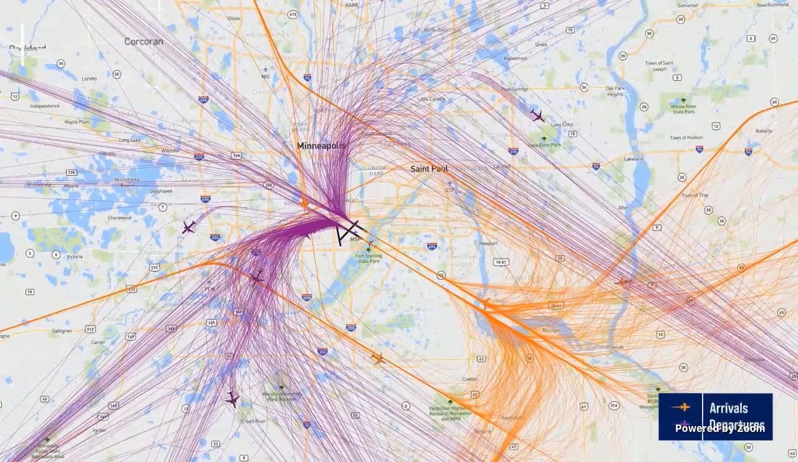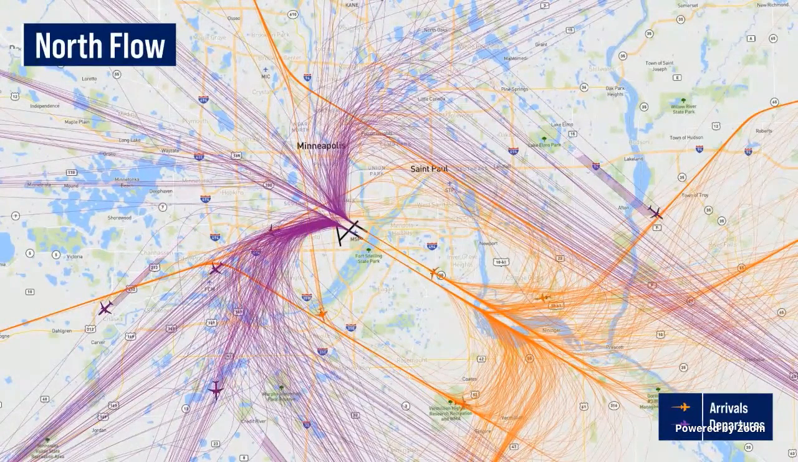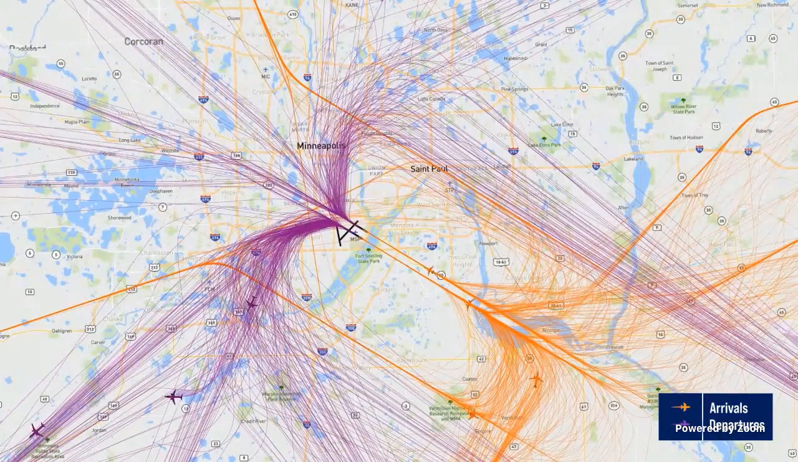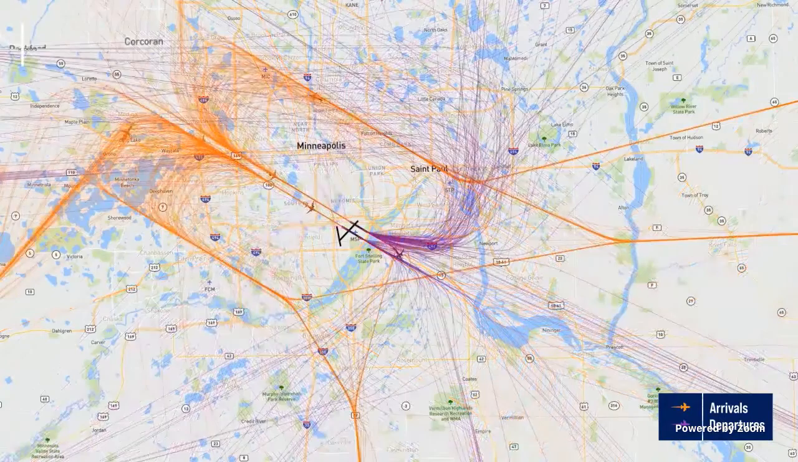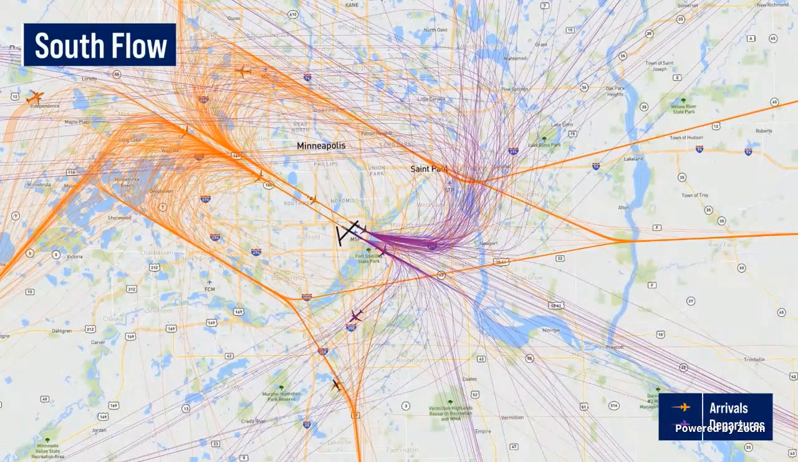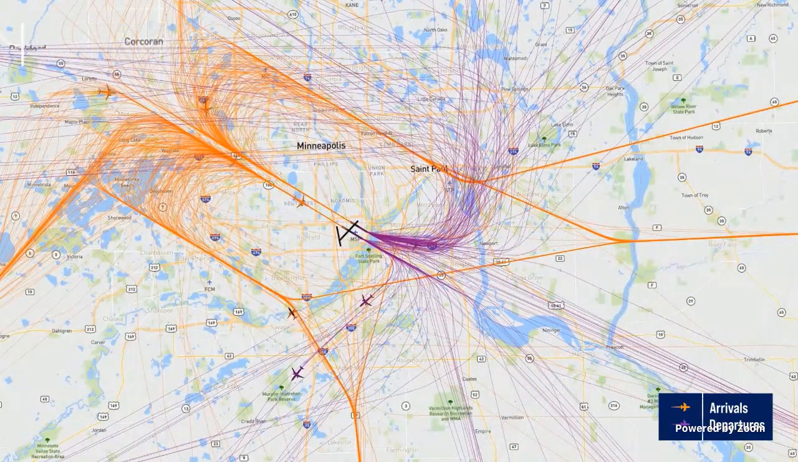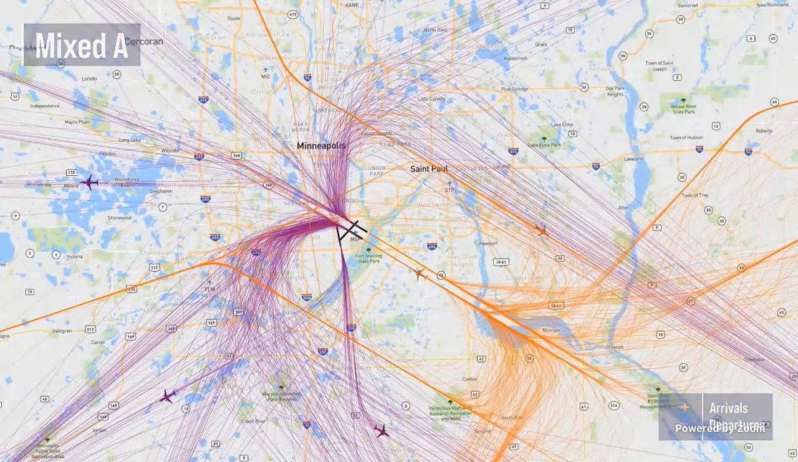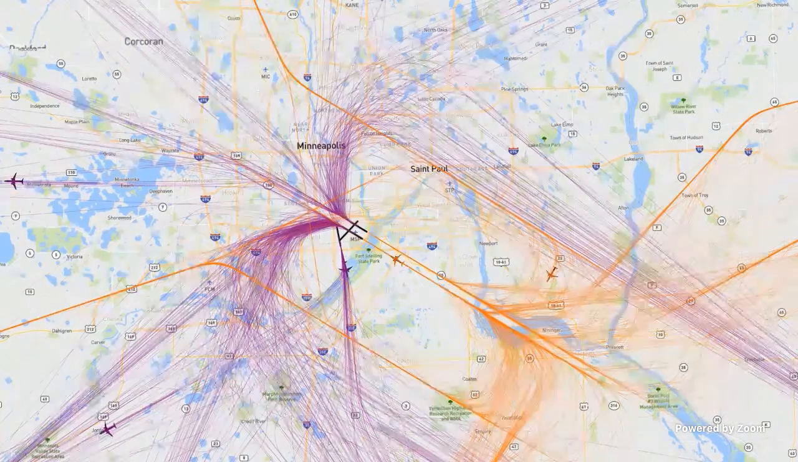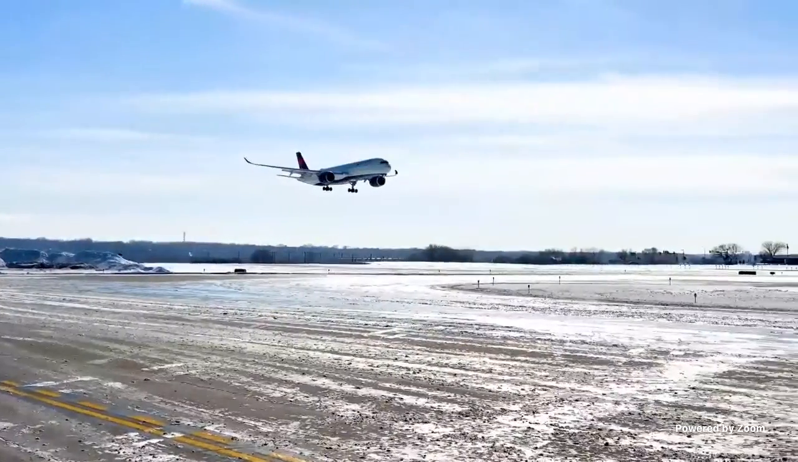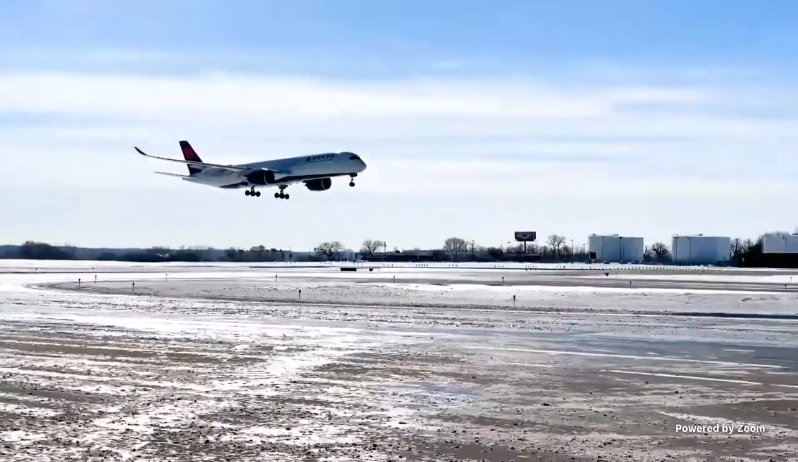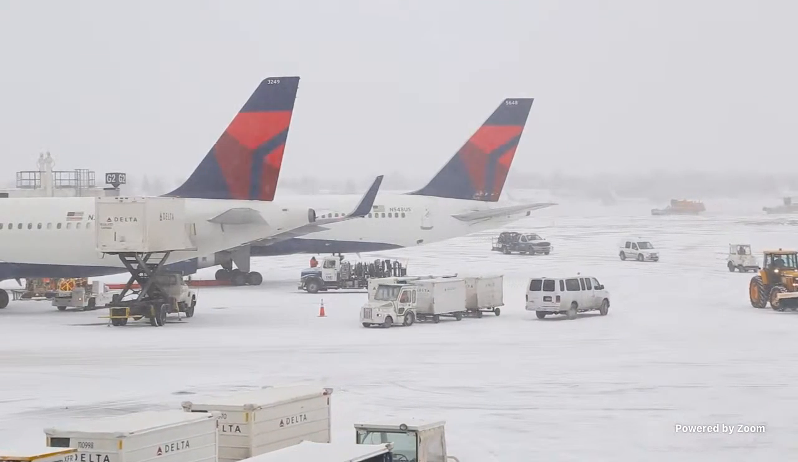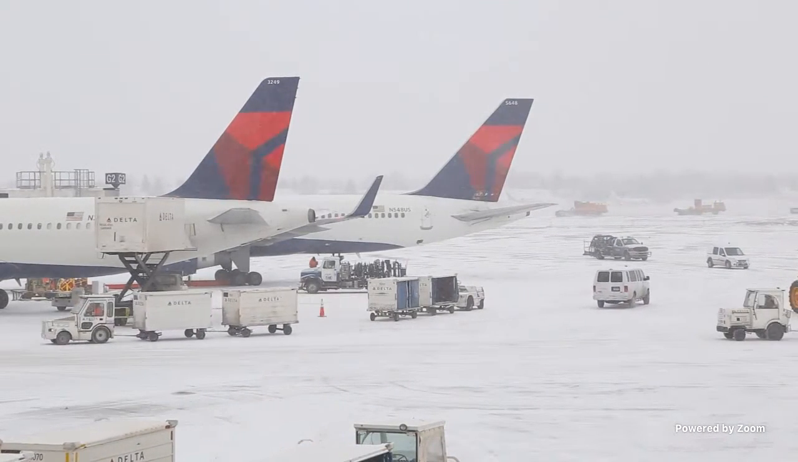This example shows aircraft in north flow. When winds are from the north, aircraft land and depart on runway 30 left and 30 right. The other primary operational flows include south flow, when winds are from the south, and mixed A, which includes aircraft arriving and departing to the north, as well as departing to the southwest. Changes in weather mean there could be multiple operational flows in one day. Changes can also occur if the airport closes a runway for construction or snow removal.